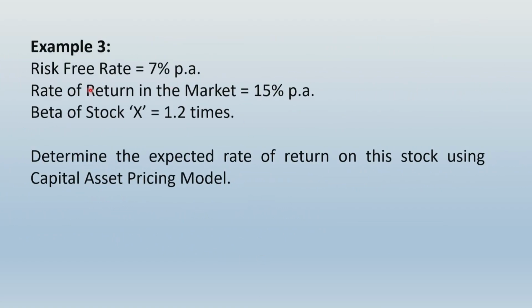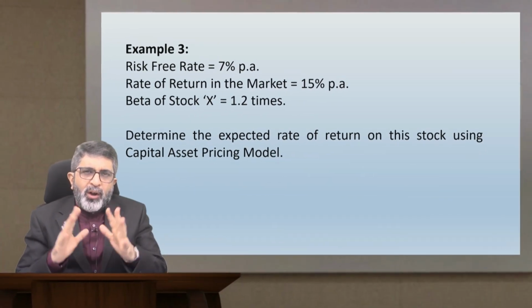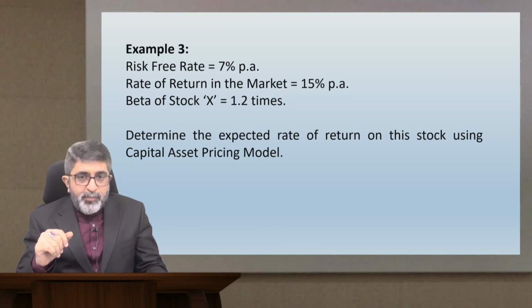Now in this example, the risk free rate is given as 7%, rate of return in the market is given as 15%, beta of stock X is 1.2 times. Determine the expected rate of return on this stock using capital asset pricing model. Now what exactly you need to do to arrive at this calculation? First, conceptually understand this important matter.